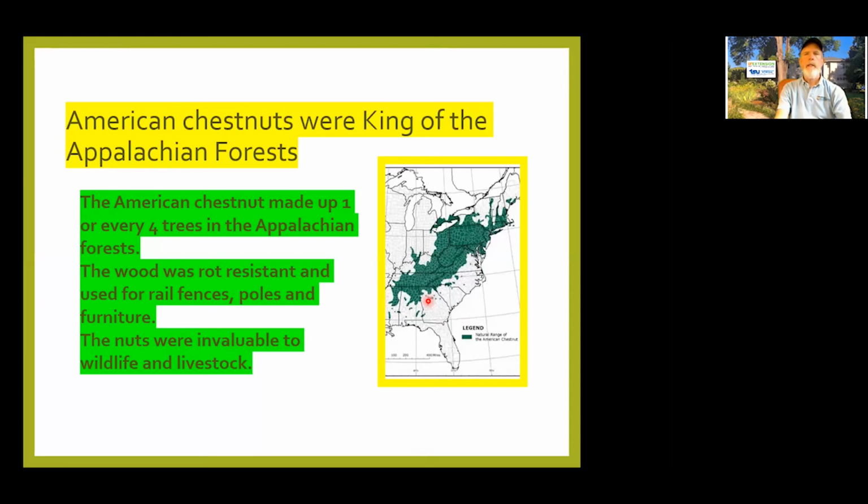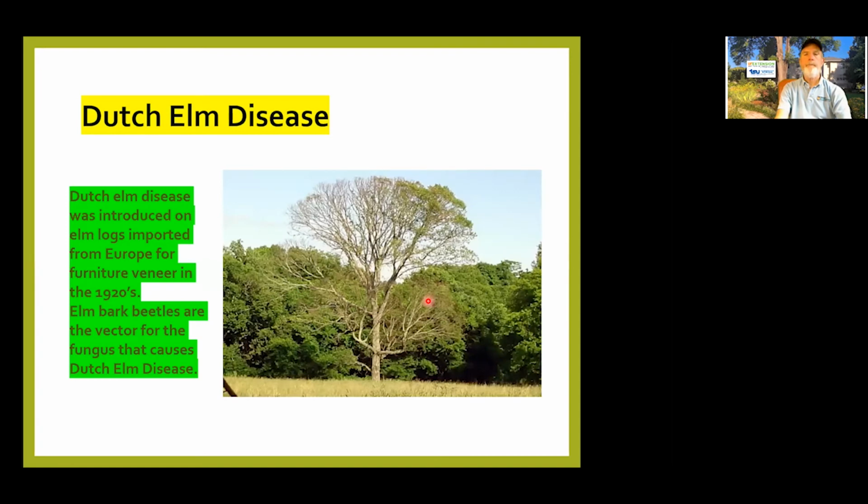They used to be the king, and they made up 1 of every 4 trees in the Appalachian Forest. The wood is very rot resistant. It's very nice to work with for fences and furniture. And the nuts were very valuable to wildlife and livestock.